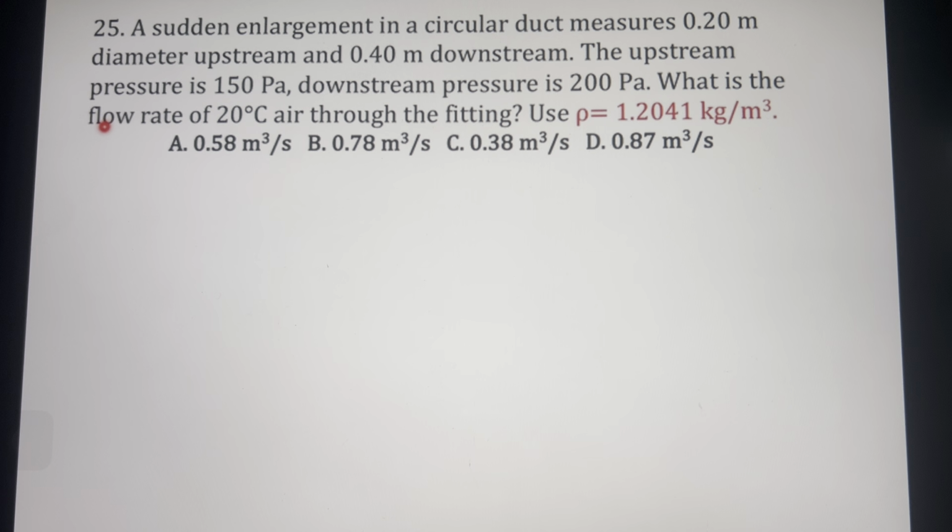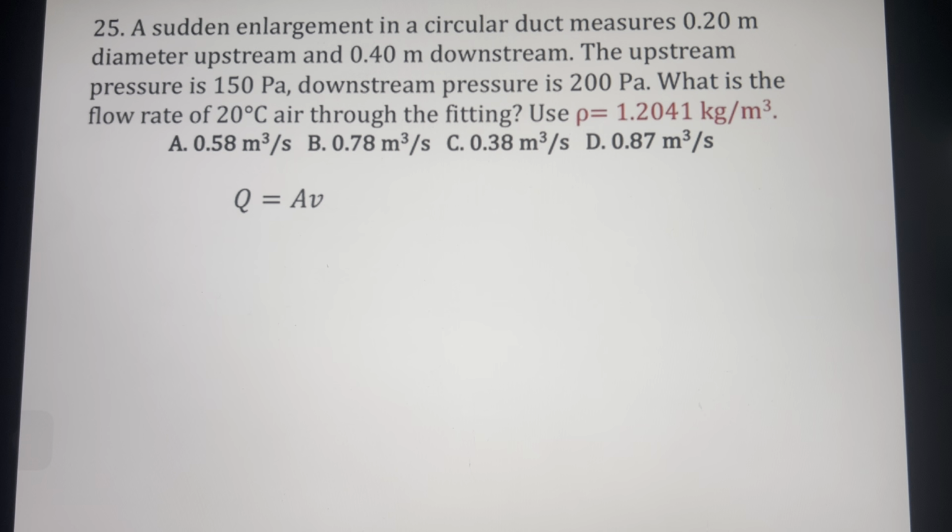We are asked here to find the volume flow rate of the 20 degrees Celsius air. So if the dimensions of a circular duct are given, the formula for the volume flow rate is area times velocity. Since we have the diameter, we can solve our area, so we should find the velocity. As you can see, we have here a sudden enlargement in our ducting. For a sudden enlargement of ducting, there must be a pressure loss along our flow of air.